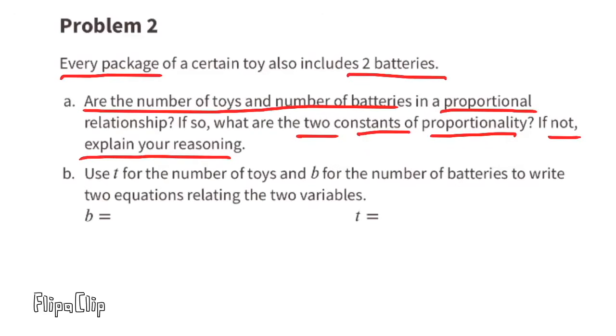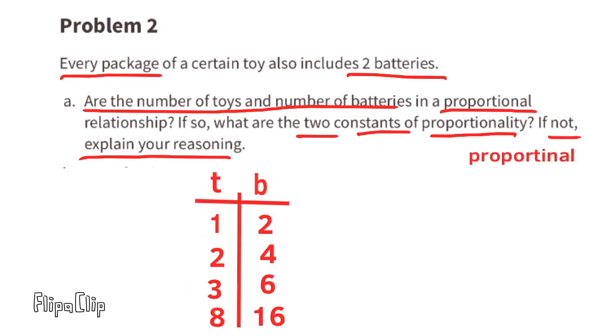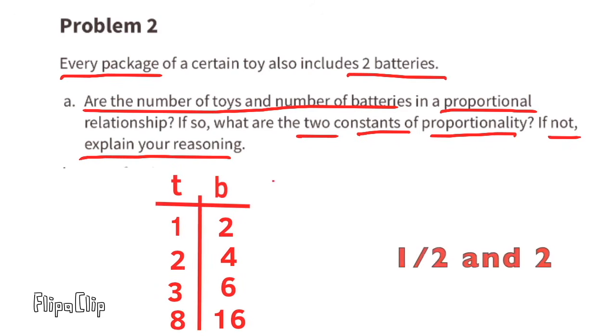Problem number 2. Every package of a certain toy also includes 2 batteries. A. Are the number of toys and number of batteries in a proportional relationship? If so, what are the 2 constants of proportionality? If not, explain your reasoning. Let's make a table. On the left side, you'll have the number of toys, and on the right side, you'll have the number of batteries. 1 toy, 2 batteries. 2 toys, 4 batteries, and so on. This pattern shows the relationship is proportional. And the constants of proportionality are 1/2 and 2.